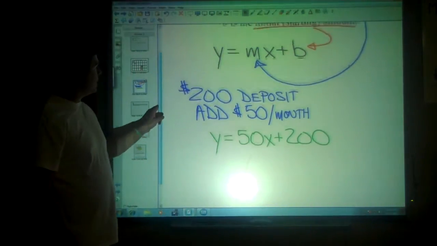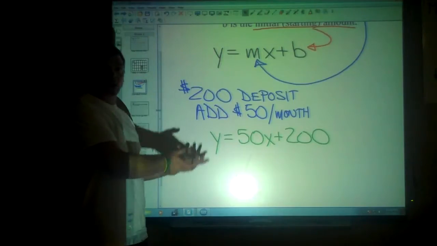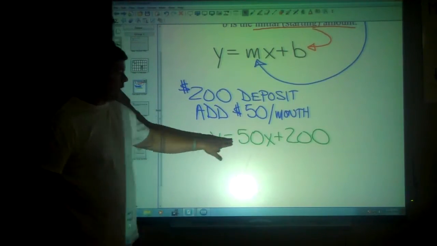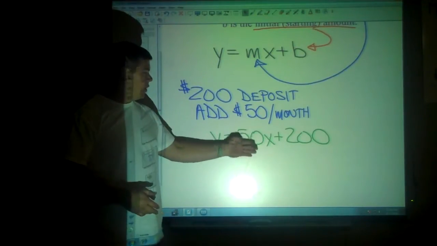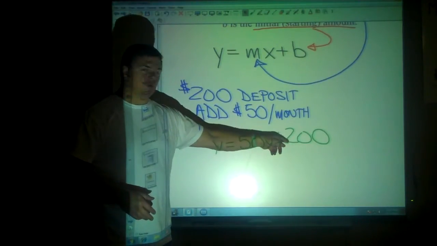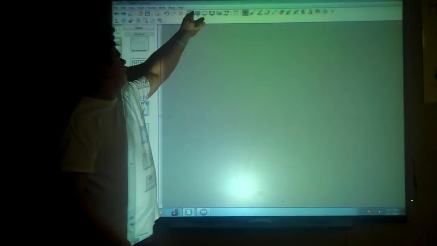So you can take information that's given to you and you can still form slope-intercept form, which means we could then make a graph if we wanted to. We can make input-output tables. I could figure out how much would be in this account 10 months down the road, because I know if I just put a 10 in, 10 times 50 is 500, plus the 200 would make a grand total of $700 in the account. All right? So let's practice that.